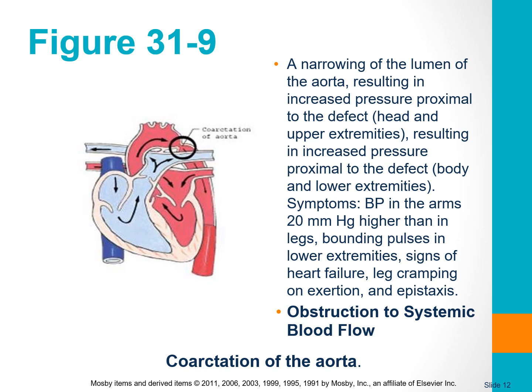What does this mean exactly? The blood pressure in the arms can be as high as 20 millimeters of mercury higher than the legs. Bounding pulses in the lower extremities. If it's not caught immediately, it can result in signs of heart failure, like cramping on exertion and epistaxis. Almost always this is going to require surgical correction with an end-to-end anastomosis, where they just take out the narrowing. Sometimes can even require grafting, depending on how much of the vessel is experiencing a narrowing. If they're not able to do an anastomosis, they would need to create a graft.